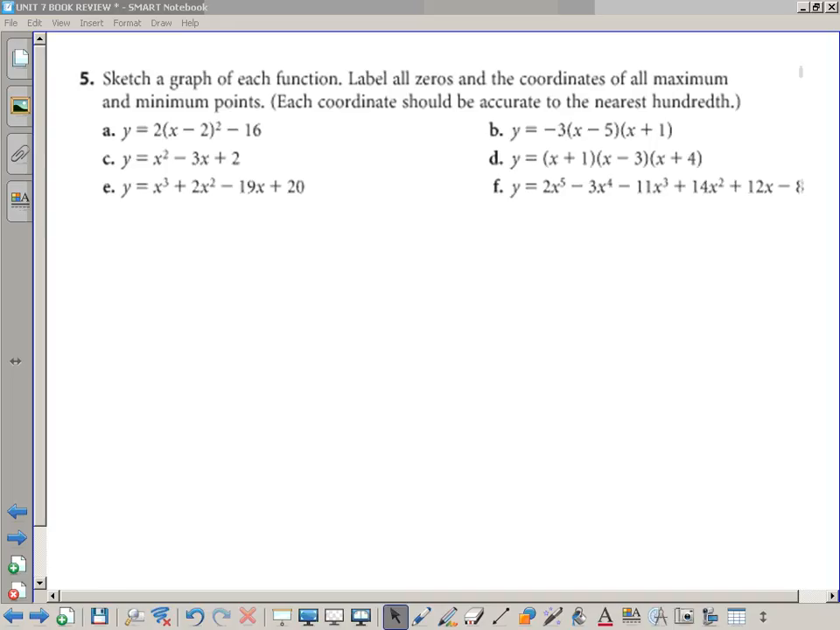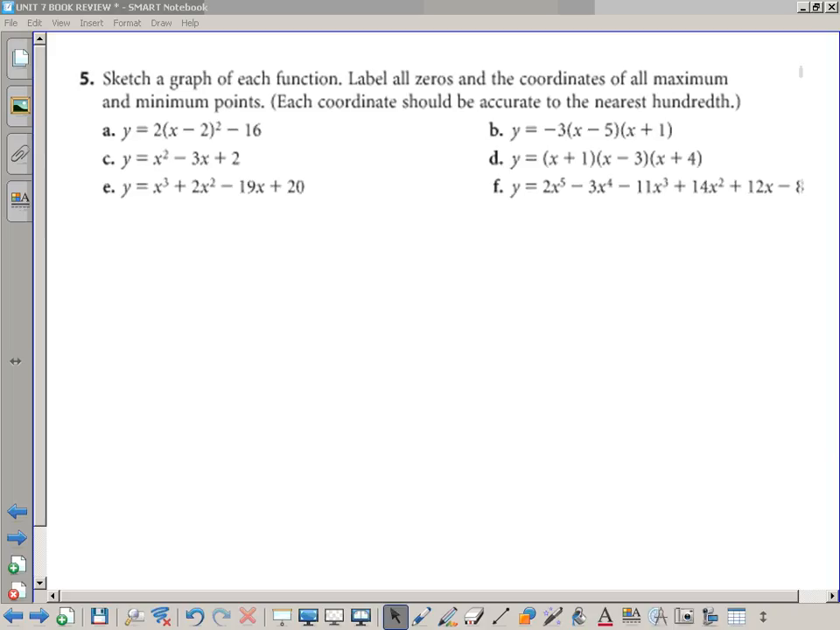Sketch a graph of each function. Label all zeros and the coordinates of all maximum and minimum points. That's a little ridiculous. I'm not going to ask you to do that much. I may ask you to find the zeros for sure, and then give a general sketch of what the graph looks like. But I probably won't ask you to label the coordinates of the maxes and mins.